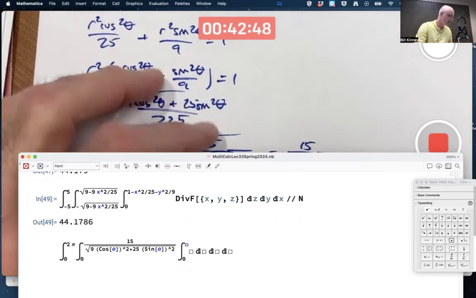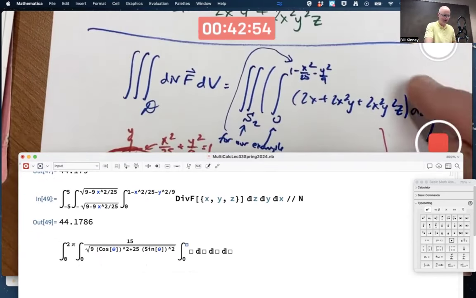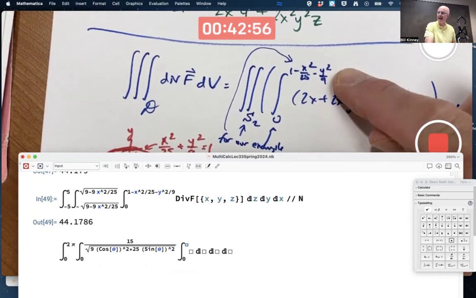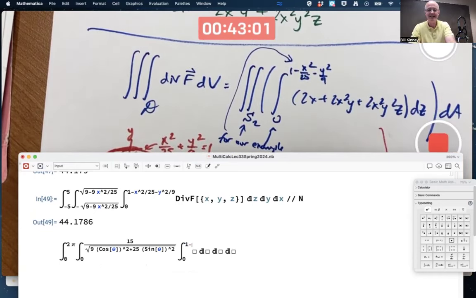Have to write that in cylindrical coordinates. And that was this thing. I'd have to replace x with r cos theta and y with r sine theta. I bet doing it symbolically like this, Mathematica is going to spin its wheels.